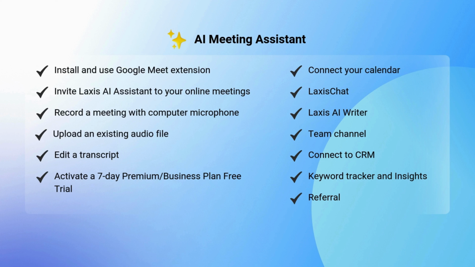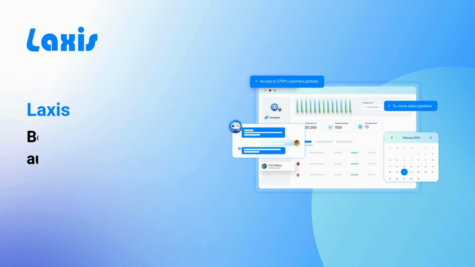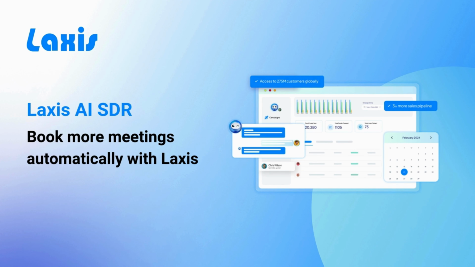to your online meetings, record a meeting with computer microphone, upload an existing audio file, edit a transcript, activate a 7-day premium or business plan free trial, connect your calendar, LaxisChat, Laxis AI Writer, Team Channel, connect to CRM, Keyword Tracker and Insights, Referral. Now we'll explore Laxis AI SDR.